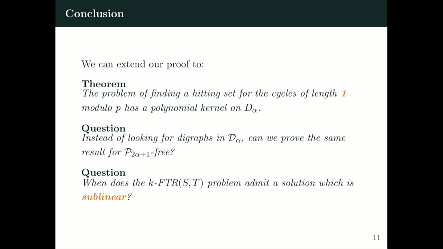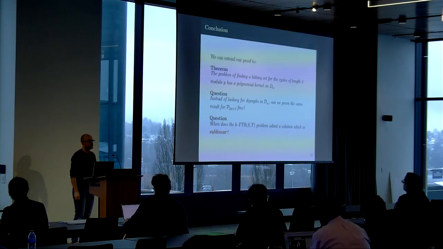And finally, let me repeat our first question. We showed one case where this problem admits a solution which is independent of n, but what happens when you ask for log n or for square root n, which are easier? Probably the classes of digraphs where you can have such a result might be a bit bigger than the very restricted one that we just looked at. Thank you very much.